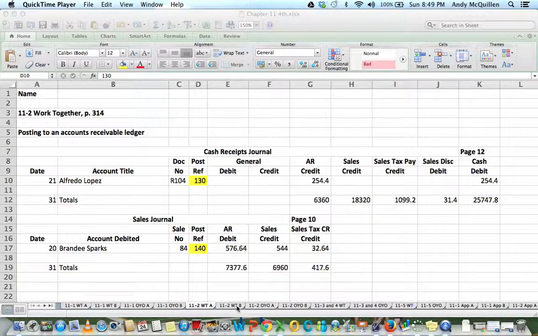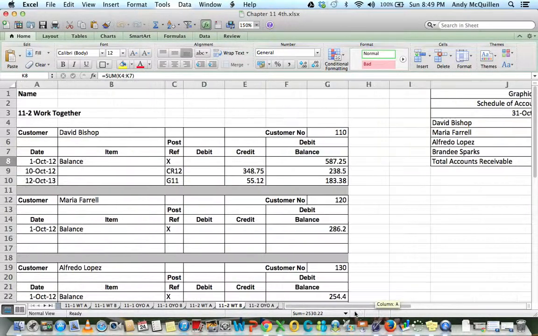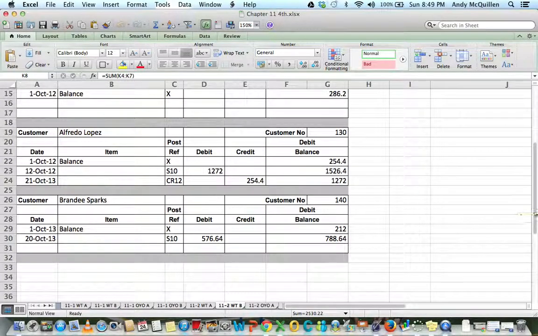So if you are on page 314 in your book, it says we're dealing with Graphics Inc. again. Number 1, which is on part B, again is going to look very similar to what you did in 11.1 as well. But this time you're dealing with accounts receivable. So these are people that owe you money as a business. It says open up an account for Brandy Sparks. Brandy Sparks account number is 140. The balance on October 1st is, and make sure you do the post reference, 212.